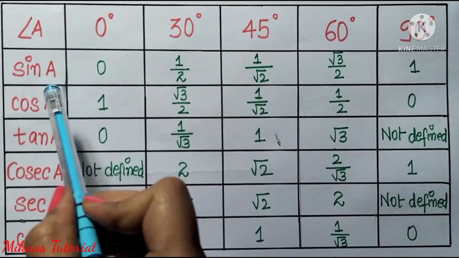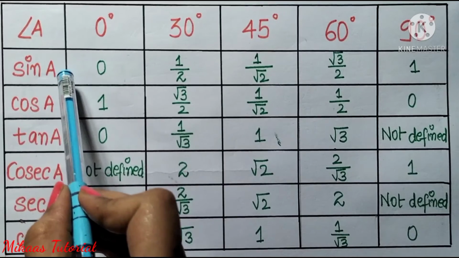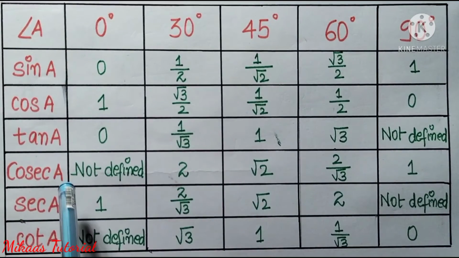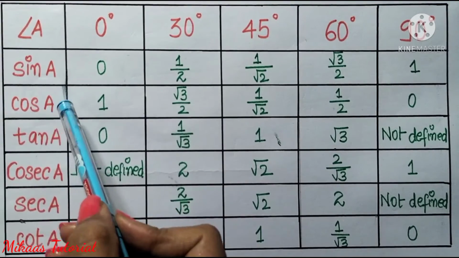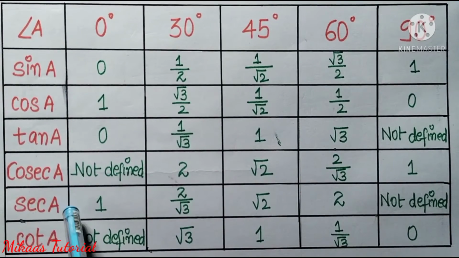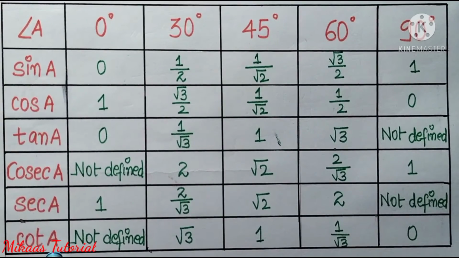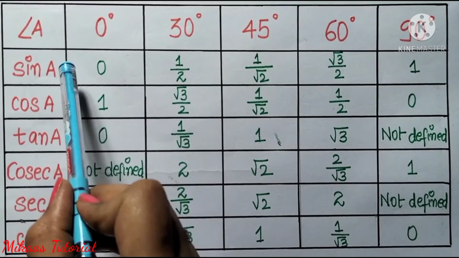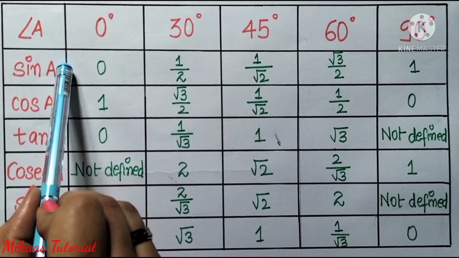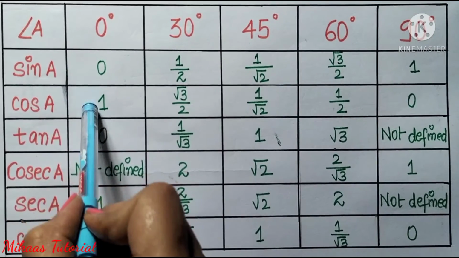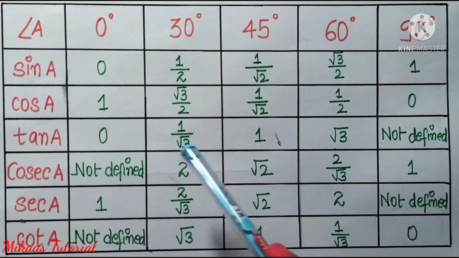I have already told that sin A is inversely proportional to cosec. In the same way, cos is inversely proportional to sec, and tan is inversely proportional to cot. A very easy method to remember this table is to remember only the sine values. You can write all the 5 values automatically.